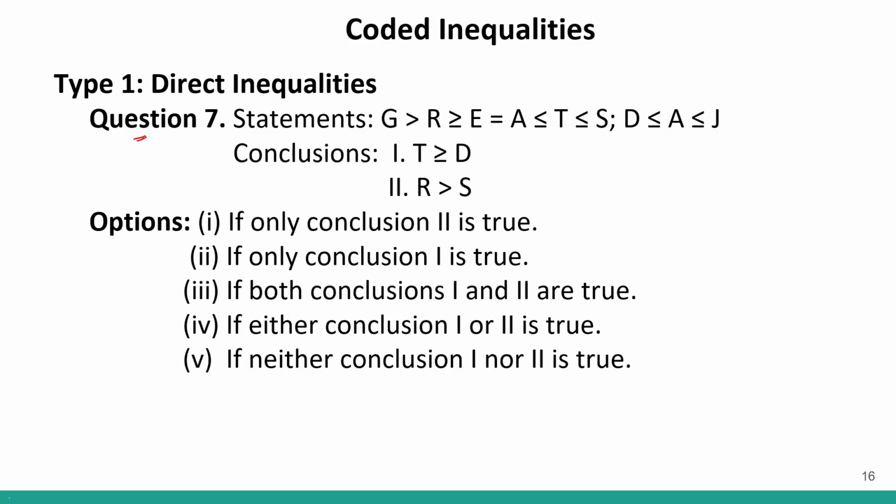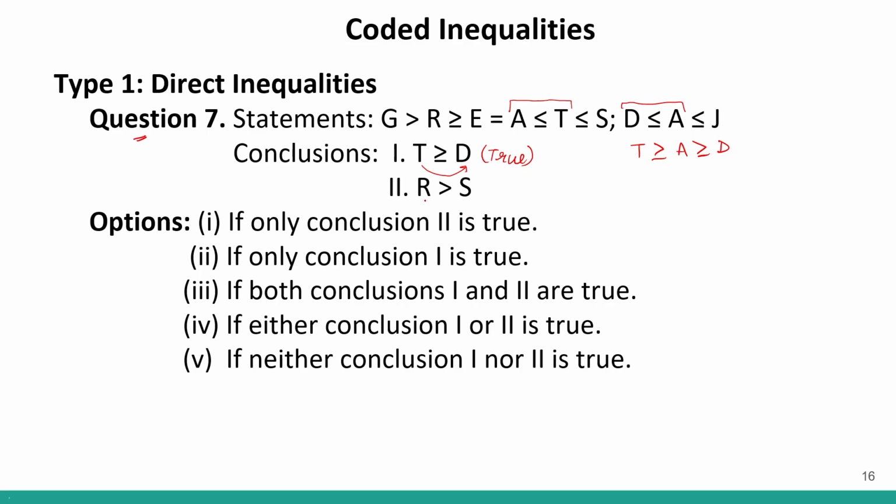Moving on to question number 7. Question number 7, again a statement is given to us, conclusions are given to us, and we have to identify which conclusions follow. So the first conclusion is T is greater than or equal to D. That means I can find a relationship between T and A and D. So if I write them together, T is greater than or equal to A and A is greater than or equal to D. Correct? This is the relationship between T and D. So my answer can be determined. Therefore, this will be true.